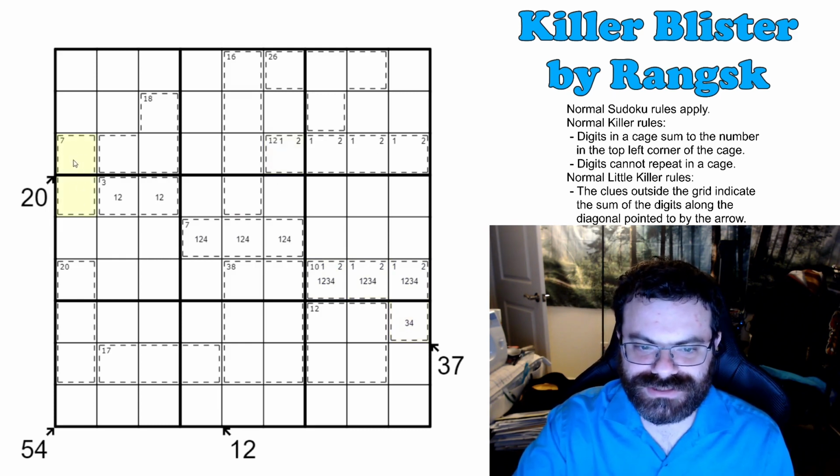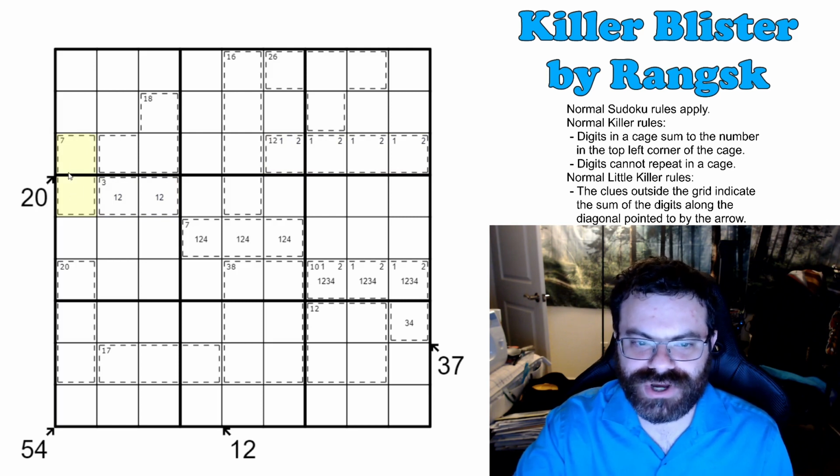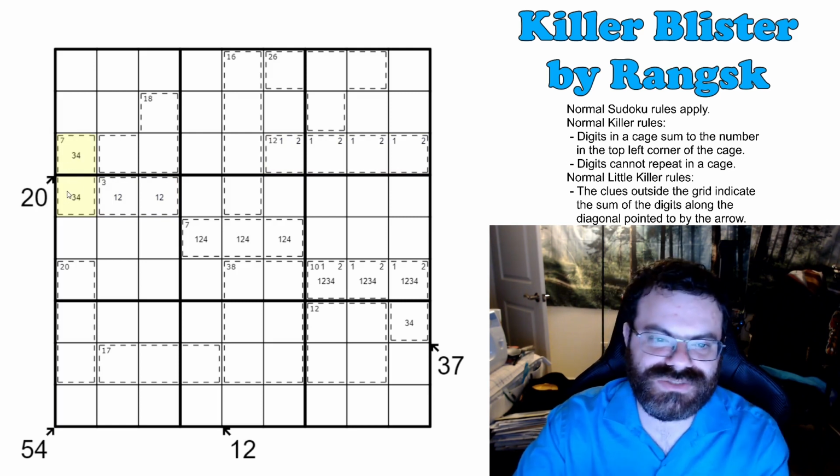Additionally, this 7 here, there's a 1, 2 looking at this cell, and the 1, 2 is in the 12, which looks at this cell, which means that the 7 can't contain a 1 or a 2. So the only way to make 7 then is with a 3 and a 4.